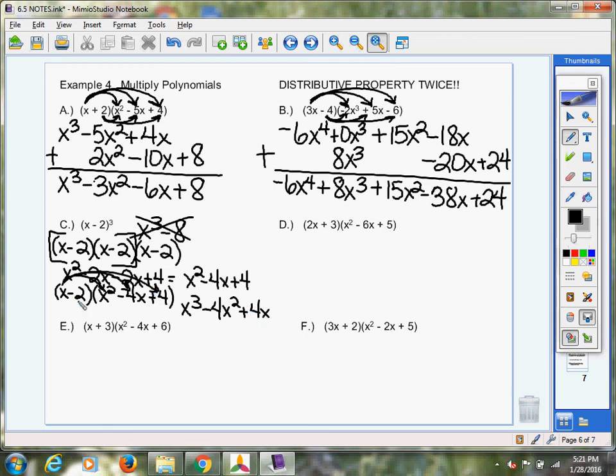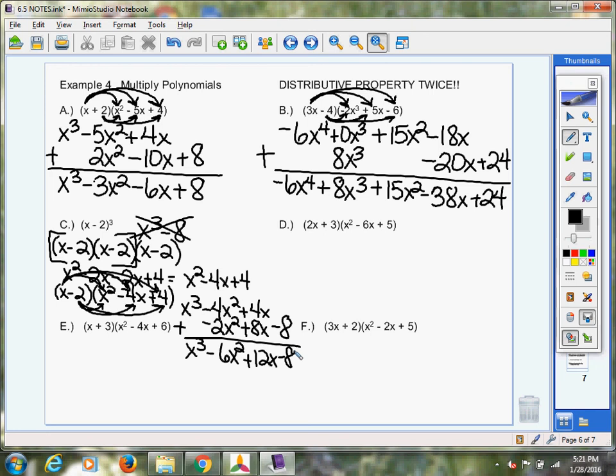Now I'm going to come back and distribute my negative 2. So negative 2 times x squared is negative 2x squared. Negative 2 times negative 4 is positive 8x. And negative 2 times positive 4 is negative 8. Okay, and I'm ready to add my like terms together. And I'm going to get x cubed minus 6x squared plus 12x minus 8.